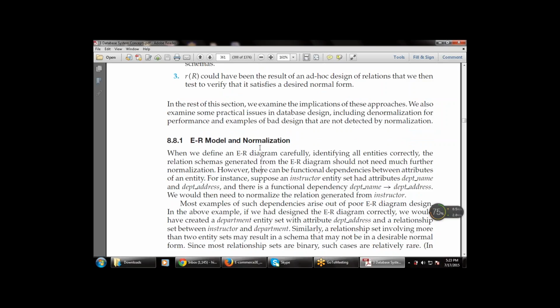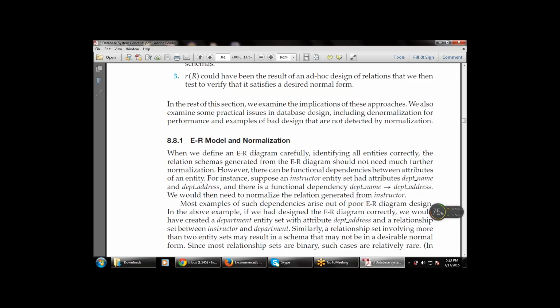So what is the ER model, and what is normalization? That is how to sort the data, or how to make the table normalized. That means reducing or removing the duplicate data, that is, removing the redundancy or duplicate data among the database or among the tables.